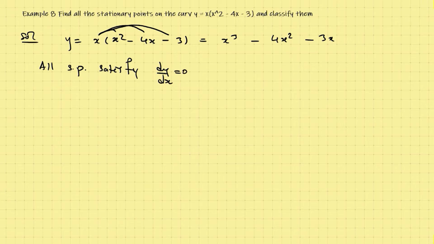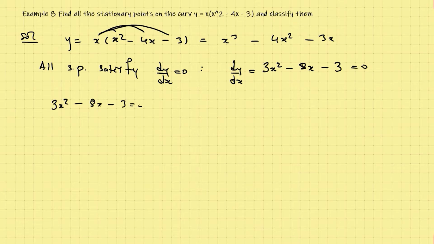We know that all stationary points satisfy dy by dx equals 0 as a condition, so we basically use this condition. We work out what dy by dx is in this case, the derivative, which is going to give me 3x squared, and then the minus 4x squared term differentiates to give me minus 8x, and then the minus 3x term differentiates to give me minus 3. So we set our derivative to 0, and this is a quadratic, so we can solve it: 3x squared minus 8x minus 3 equals 0.